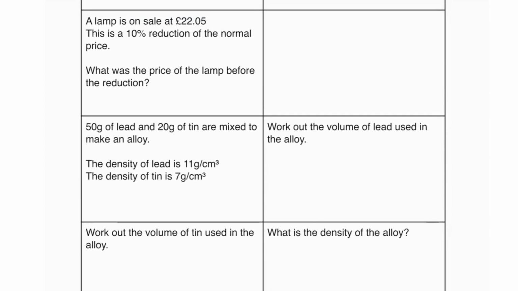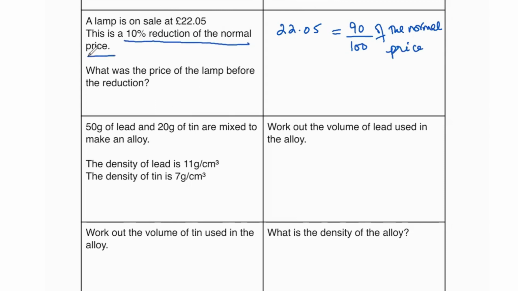Then it says a lamp is on sale at 22.05 pounds. This is a 10% reduction of the normal price. What was the price of the lamp before the reduction? Which means that 22.05 is basically 90% of the normal price. Why is it 90% of the normal price? It's because this sale price is after a 10% reduction of the normal price. So which means it's 90%.